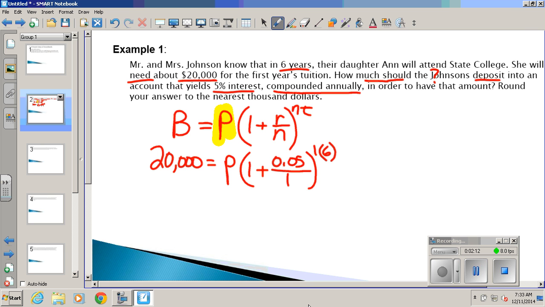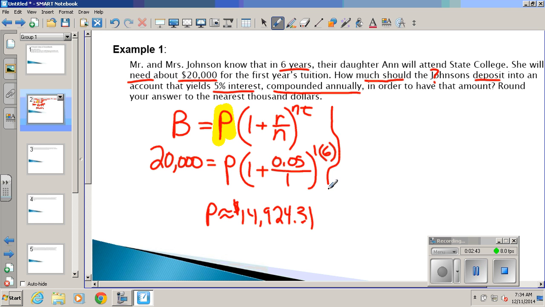Okay, so you can do this out. When you solve this for P, you should get approximately $14,924.31. Okay, so they need to put in 14 this year, right off the bat. They need to start with $14,924.31 at least into this account in order for them to have enough in 6 years.